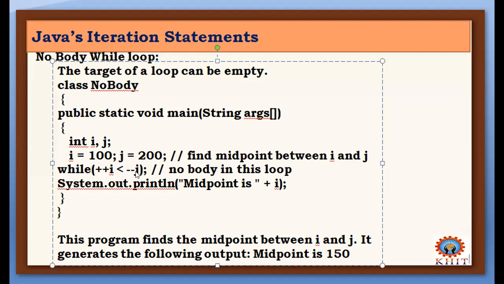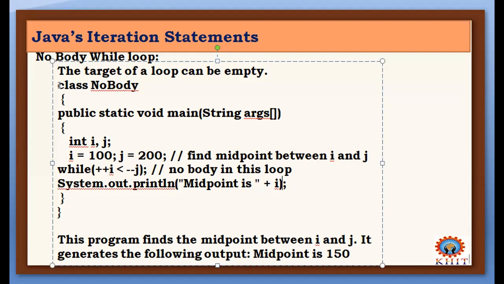Until when? At some midpoint these two conditions will break. What is that? That value is 150. So when these values become 150, obviously the condition becomes false, because i is incremented and reaches 150, and j is decremented from 200 and reaches 150. So 150 less than 150, at that point the condition breaks. Then what is the midpoint? 150. So I am printing the i value, which is 150.